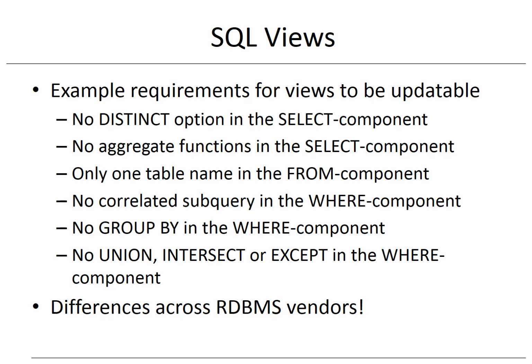Various requirements can be listed for views to be updatable. They typically also depend upon the vendor of the RDBMS. Common examples are no distinct option in the select component, no aggregate functions in the select component, only one table name in the from component, no correlated subquery in the where component, no group by in the where component, and no union, intersect, or except in the where component.